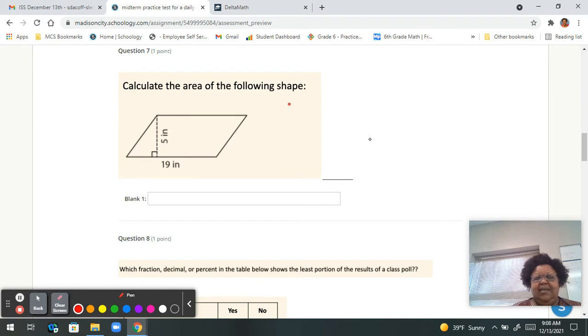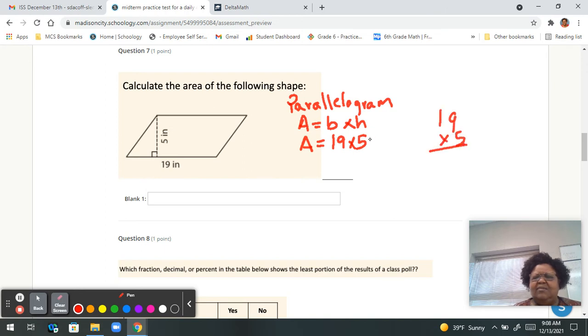All right. Calculate the area of the following shape. It is a parallelogram. I almost said trapezoid. Parallelogram. And area of a parallelogram is area equals base times height or length times width. So my base is 19 inches. My height is 5 inches. And 19 times 5, let me go ahead and do it over here before I mess up. 9 times 5 is 45. 5 carry the 4. 5 times 1 is 5 plus 4 is 9. So my area is 95 inches squared, but on the computer, I'm just going to put a 95.